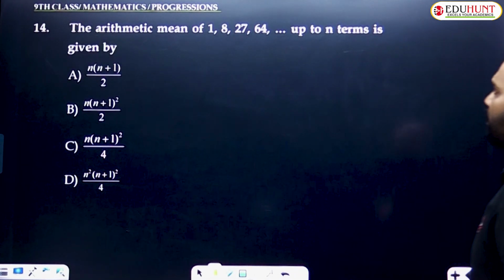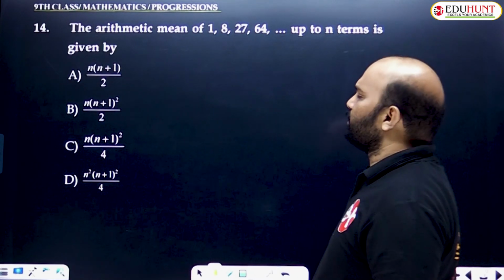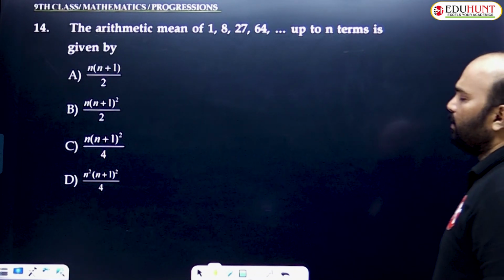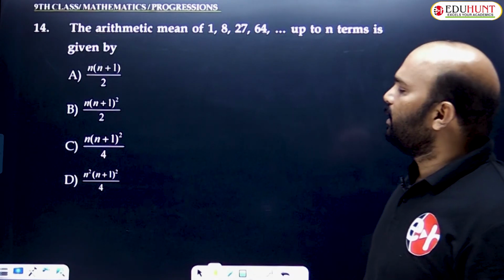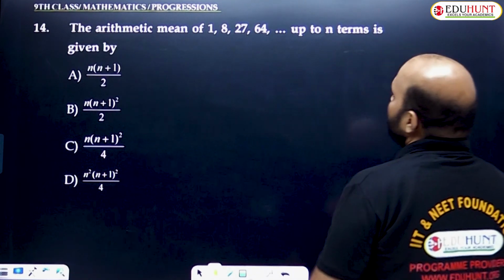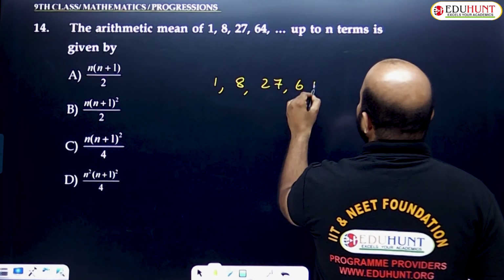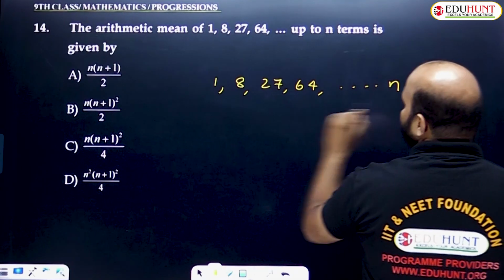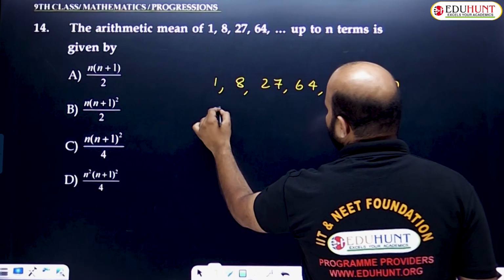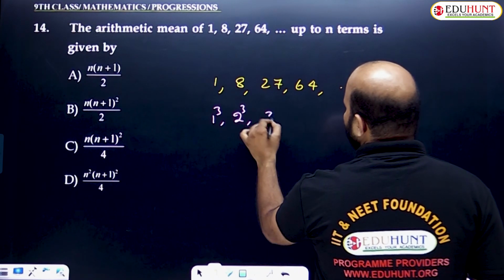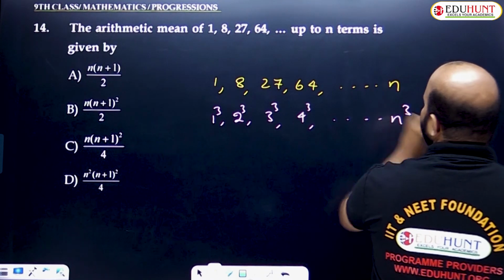The arithmetic mean of 1, 8, 27, 64 and so on up to n terms is given by: option A, n(n+1)/2; option B, n(n+1)²/2; option C, n(n+1)²/4; option D, n²(n+1)²/4. So what are the given terms? 1, 8, 27, 64 and so on up to n terms. This is the 1 cube value, this is the 2 cube value, the 3 cube value, the 4 cube value, and so on up to the n cube value, with n terms.